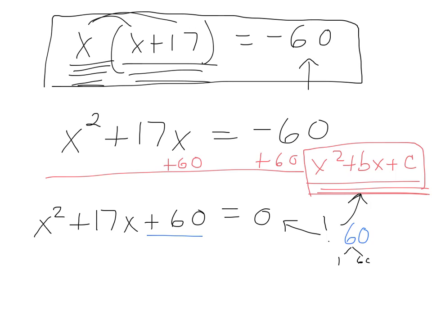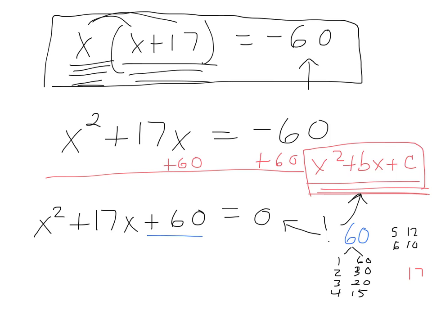Well, let's list them. I'm going to have a long list here. 2 with 30. 3 with 20, 4 with 15, let's keep going over here, 5 with 12, 6 with 10, 7, no, 8, no, 9, no, 10 is back with 6. Good. So here we have it. And we're looking for two factors of 60 that combine for 17.